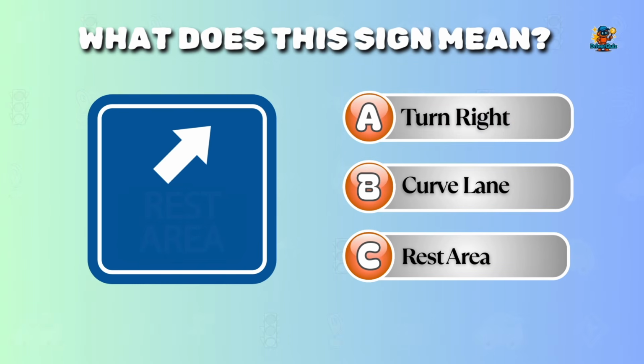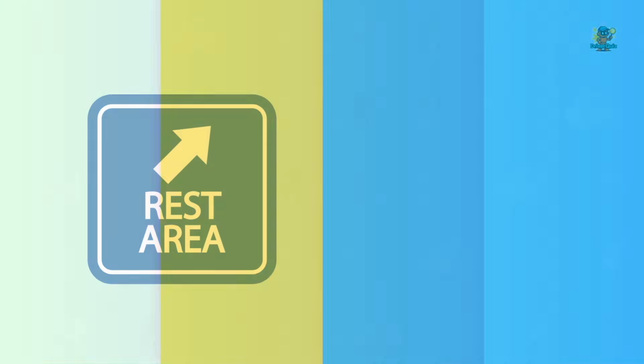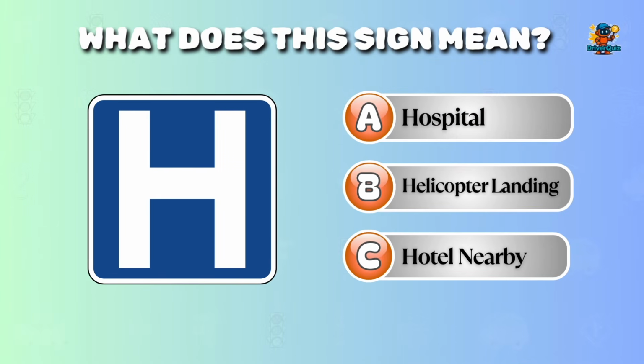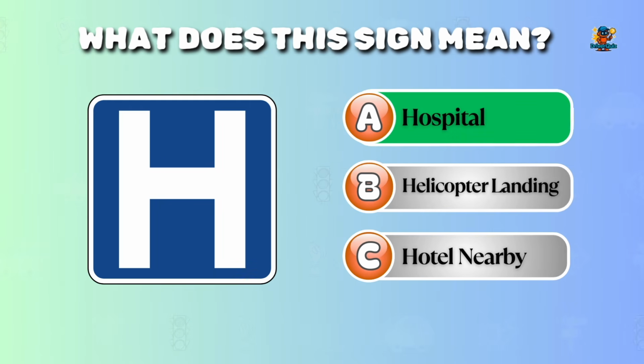What does this sign mean? Correct. Rest area. A blue square sign with a large white H indicates hospital.